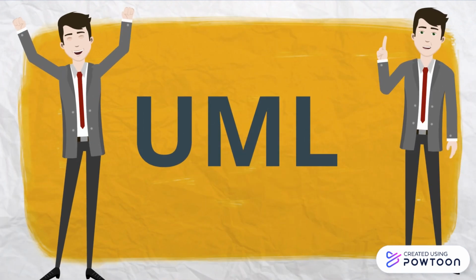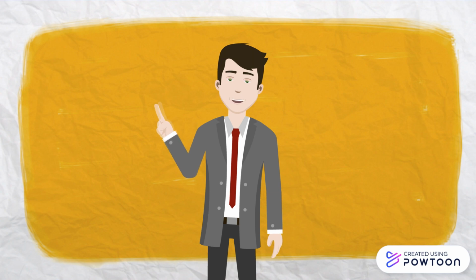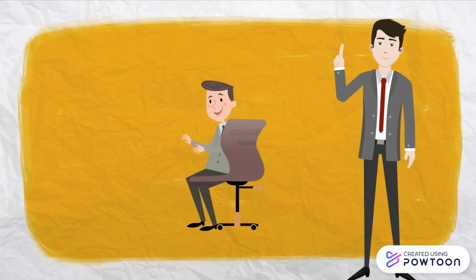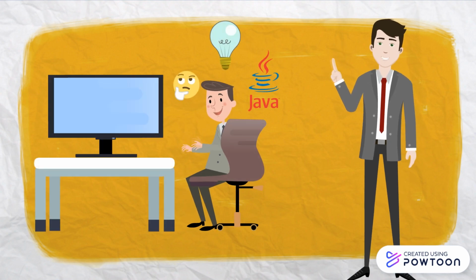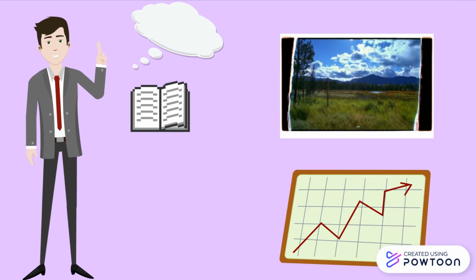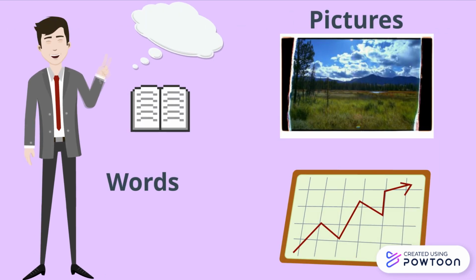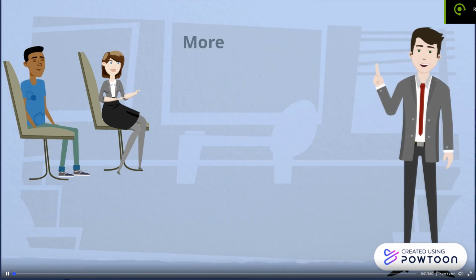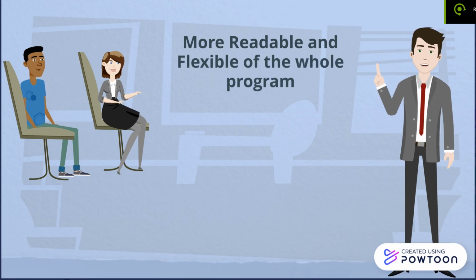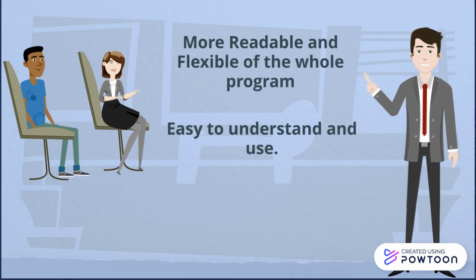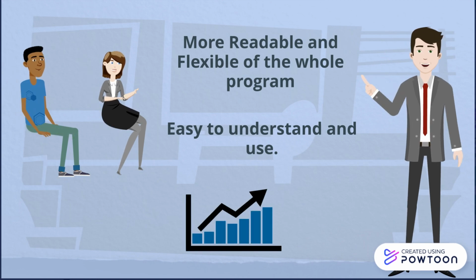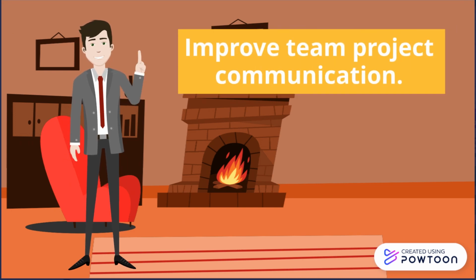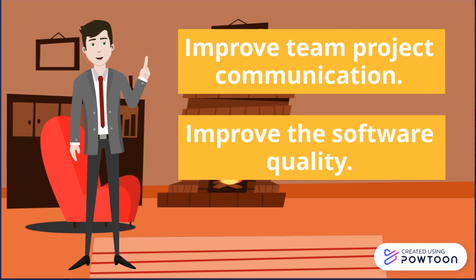UML stands for Unified Modeling Language. UML is not a programming language, but it helps a programmer to understand the model of the whole program. The basic idea of UML is to explain thousands of words as a picture or a flow. The benefit of UML is that it makes the program more readable and flexible, and it is easy to use and easy to understand the UML diagram. It also improves team project communication. Lastly, it improves the software quality.